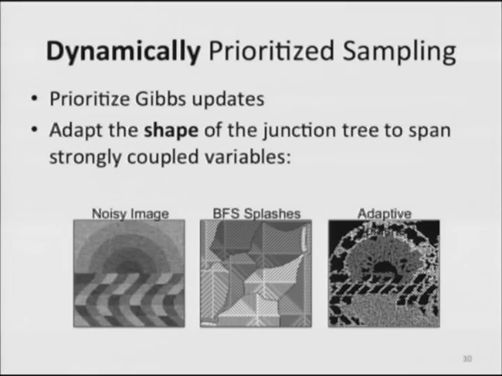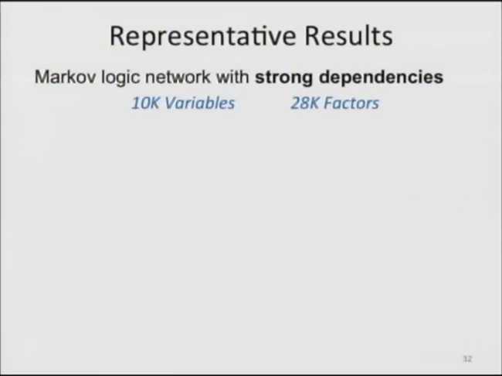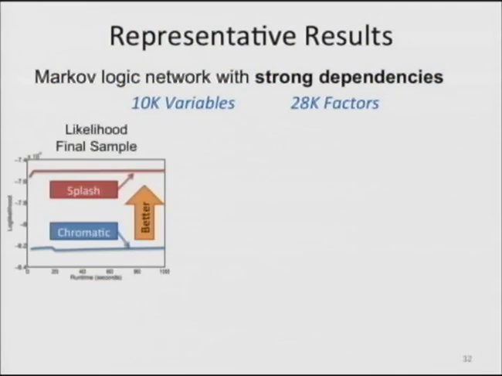So I can combine these ideas, and I can now give some very simple results. So here I'll apply this technique to Markov random fields for Markov logic networks. And so we can compare just the splash sampler I described to the chromatic sampler. And so when I have strong correlation structure, this additional blocking can have a big impact on the convergence of my algorithm. So I could look at likelihood as a function of time. I can get much higher likelihood samples.